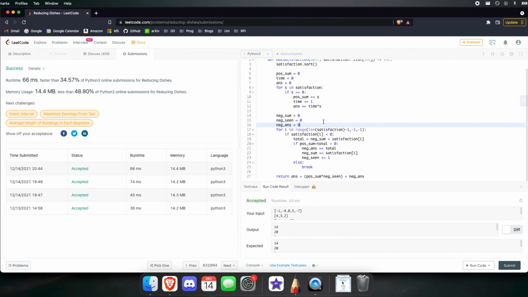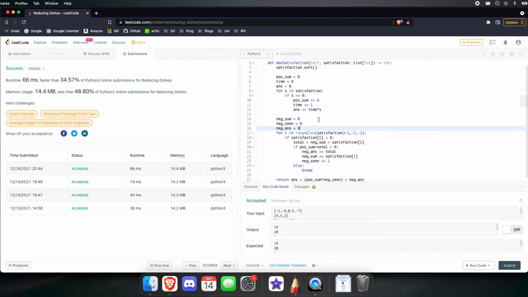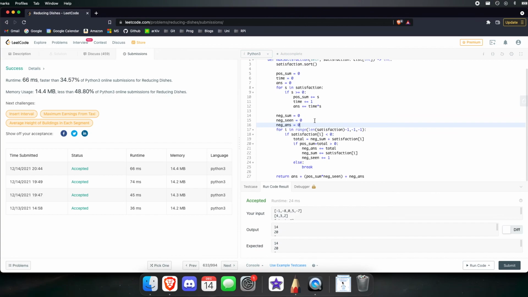Now, this was a really cool way of doing it. It's kind of a greedy way. There is some DP way of doing this where you either take this dish or you don't, and you see what's your maximum you can get.